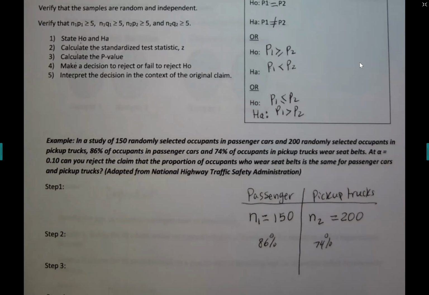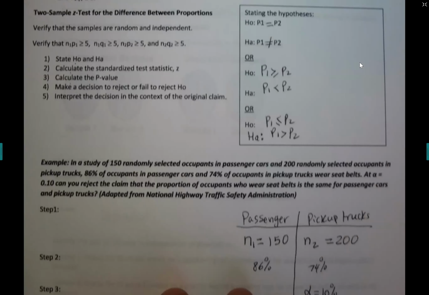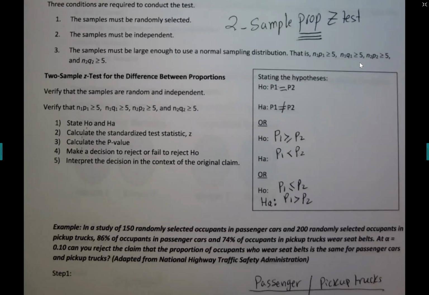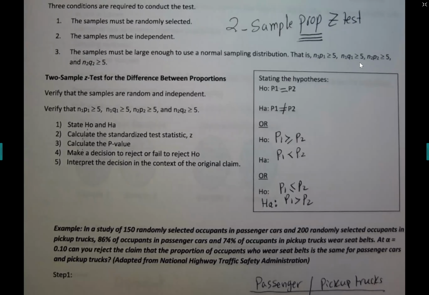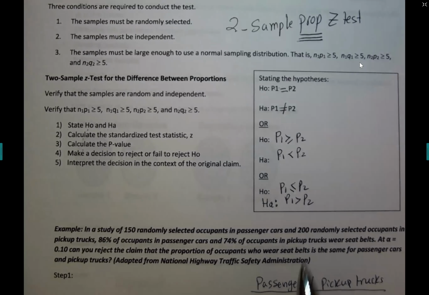At alpha equals 10% or 0.10. Can you reject the claim that the proportion of occupants who wear seatbelts is the same for passenger cars and pickup trucks? And you guys tell me which statement is going to be our null and alternative hypothesis. Can you reject the claim that the proportion of people who wear seatbelts is the same for pickup trucks and cars? Which one would it be, guys? First, second, or third? First. First, yes.